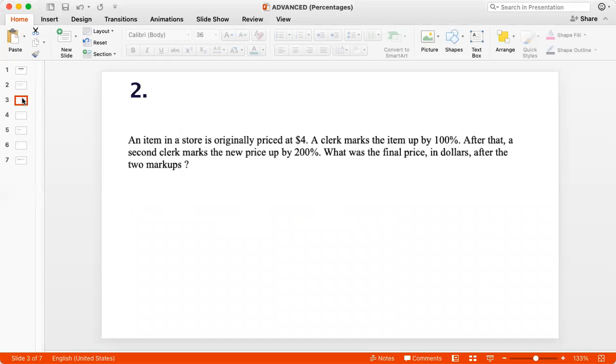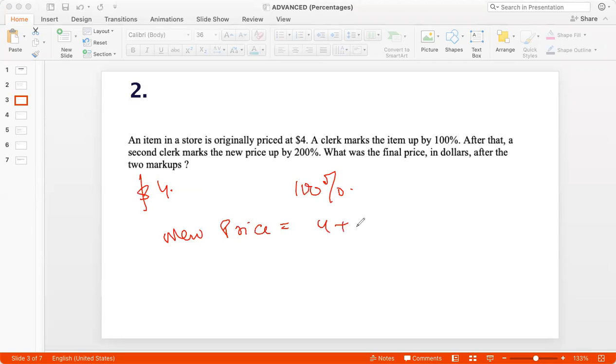Okay, question 2. An item in a store is originally priced at $4. A clerk marks the item up by 100%. After that, a second clerk marks the new price up by 200%. What was the final price in dollars after the two markups? Okay, so the original price was $4 and the first clerk marked it up by 100%. So the new price becomes 4 plus 100% of 4, which is 4 plus 4, and that's 8, right?